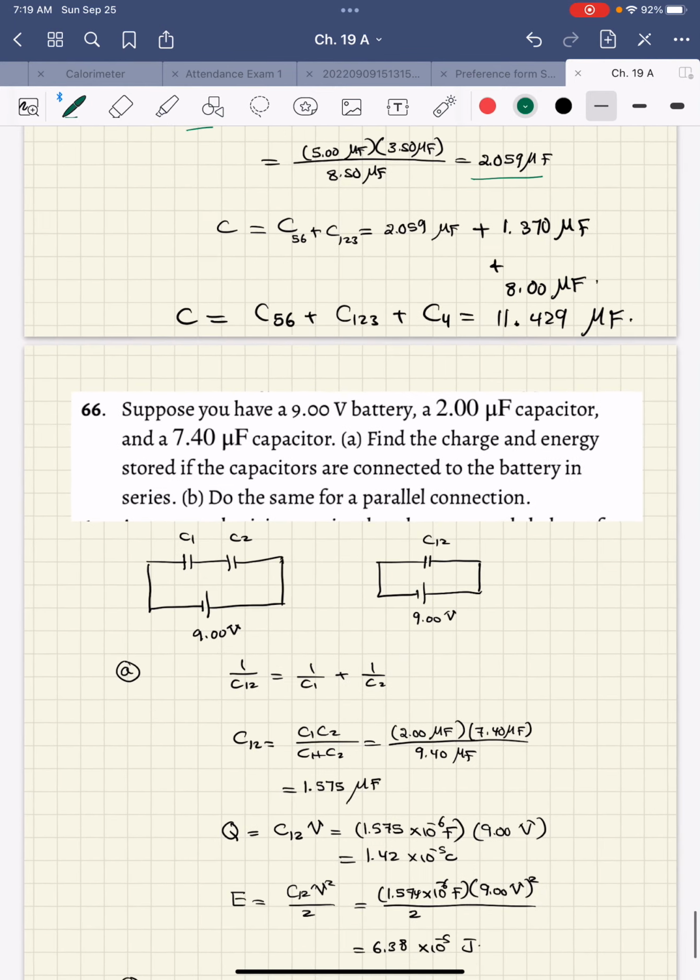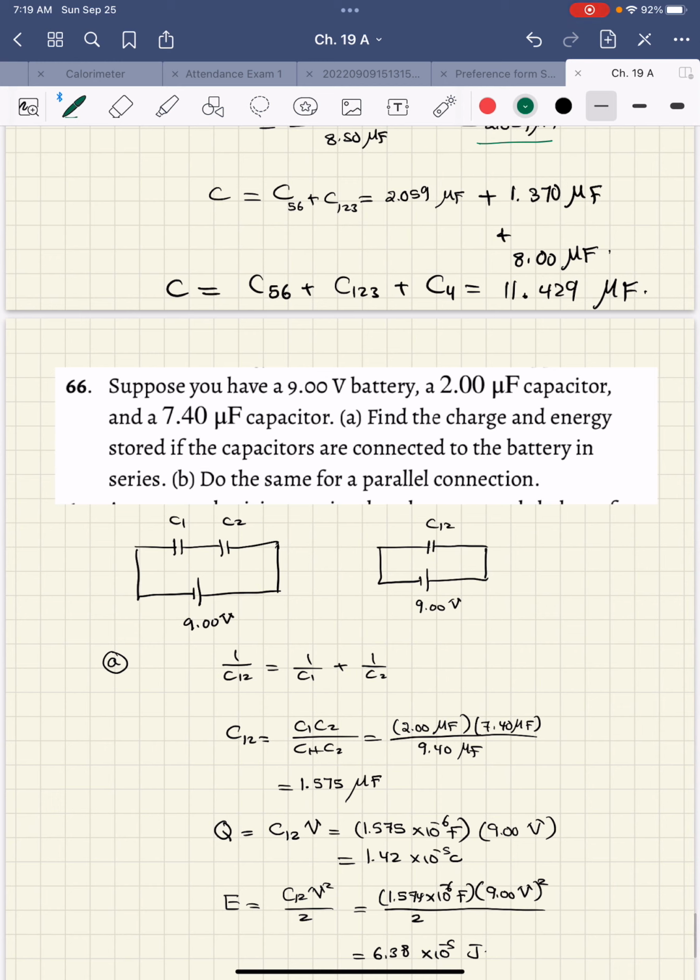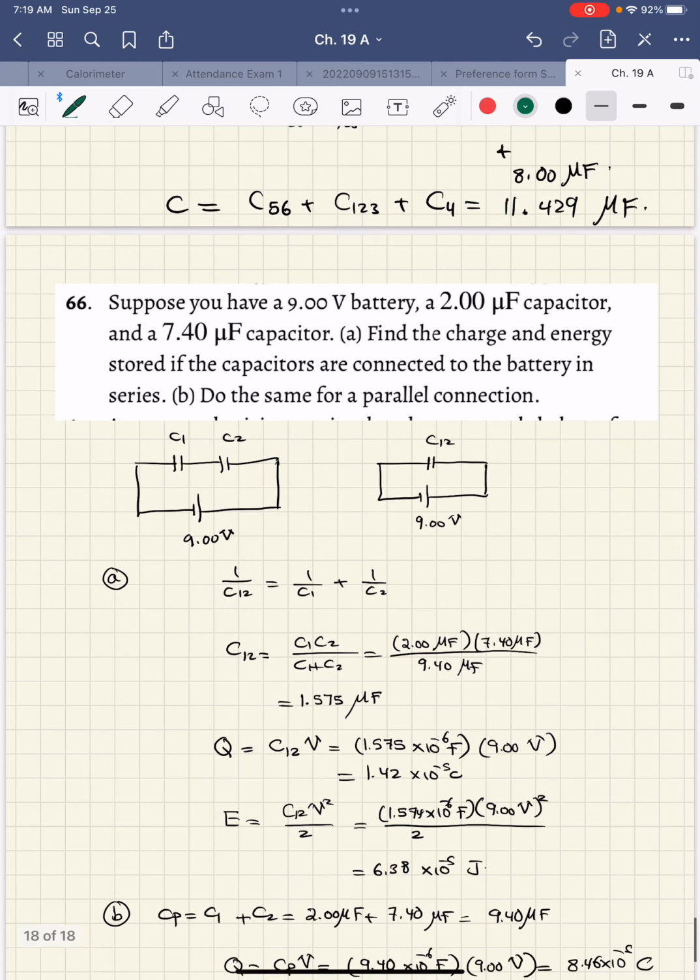This one is on how we are going to calculate voltages or charges on capacitors, so that we can also calculate energy. Suppose that you have a 9 volt battery and a 2 microfarad capacitor and a 7.4 microfarad capacitor. Find the charge and energy stored if the capacitors are connected to the battery in series. Do the same for parallel connection.